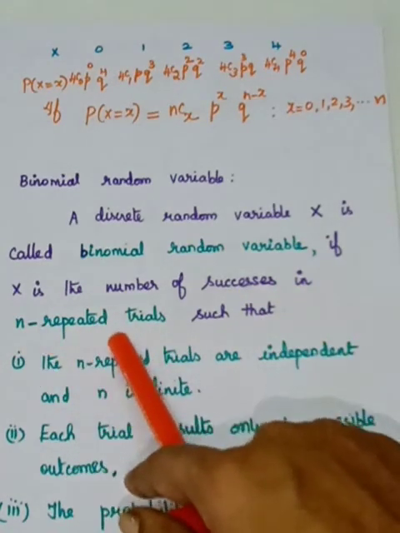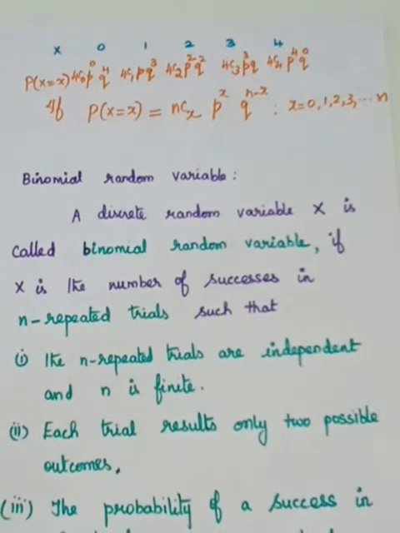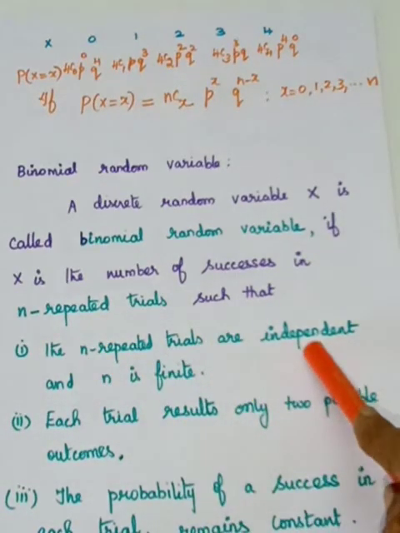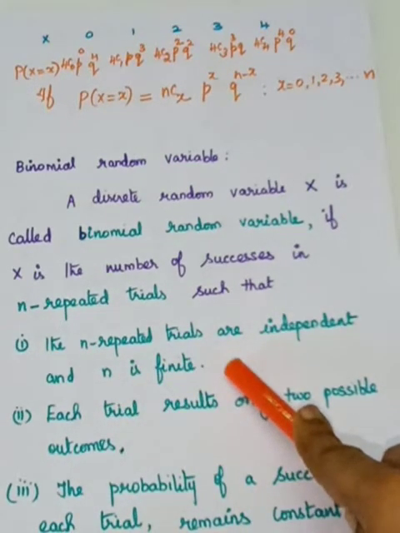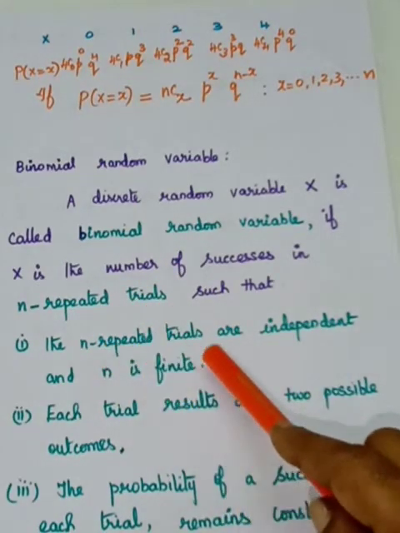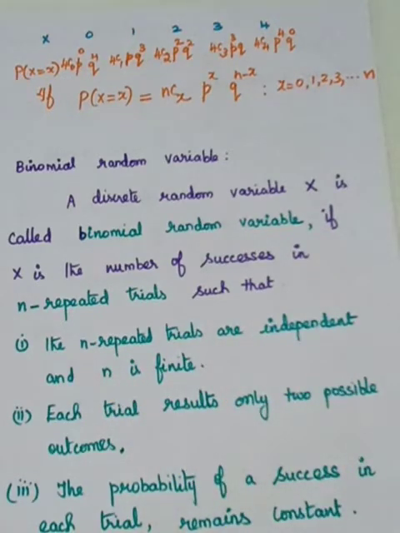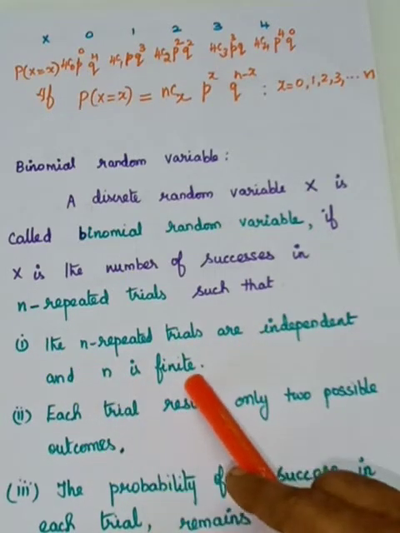These are n repeated Bernoulli trials. How are the Bernoulli trials defined? That is explained in three steps. First, the n repeated trials are independent, and n is finite. You can repeat the trial n times, and the probability of one trial should not affect another trial. Therefore the n repeated trials are independent and n is finite.